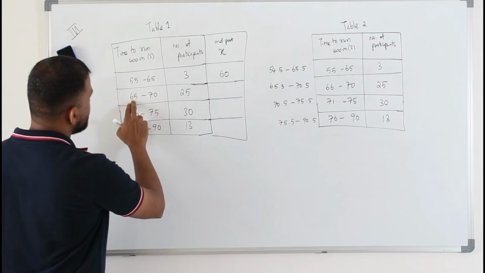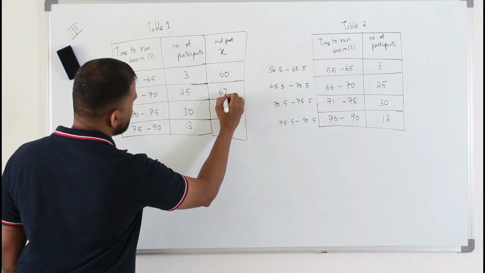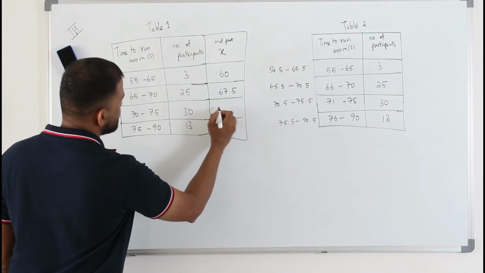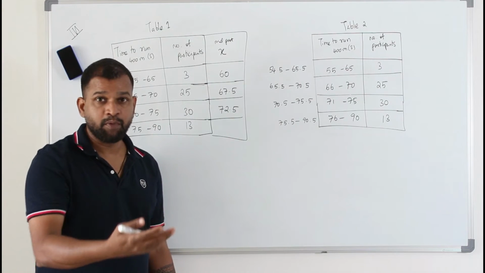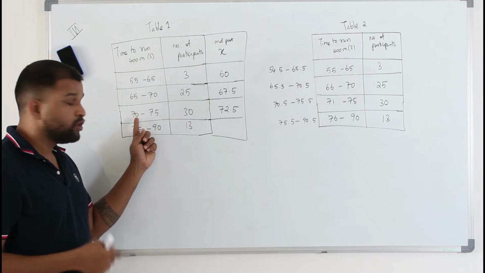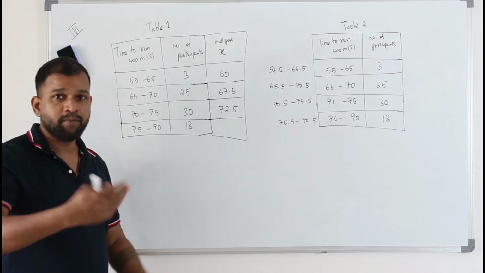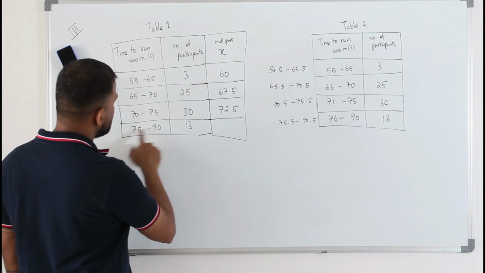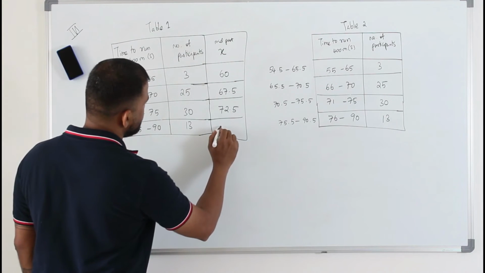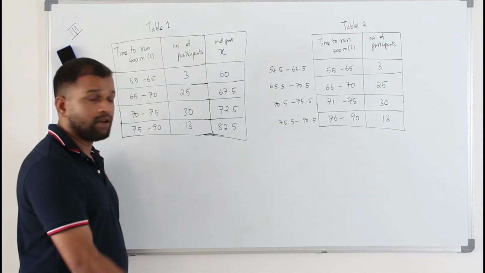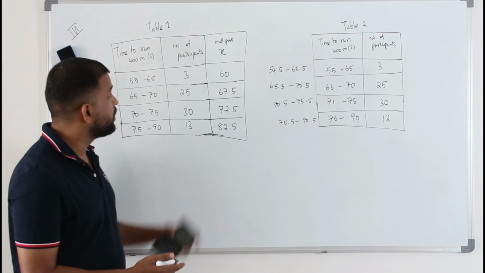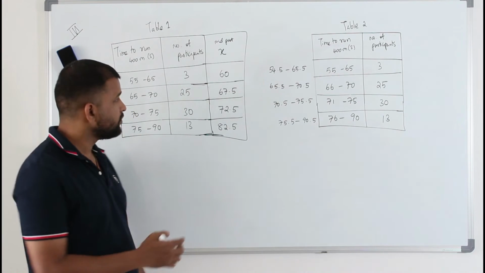So here it's going to be 67.5, 72.5. Do not guess the midpoint. Always add them, use your calculator, add them and divide by 2. So this is going to be 82.5. I'm going to use my calculator to double check. 82.5 is the midpoint here.